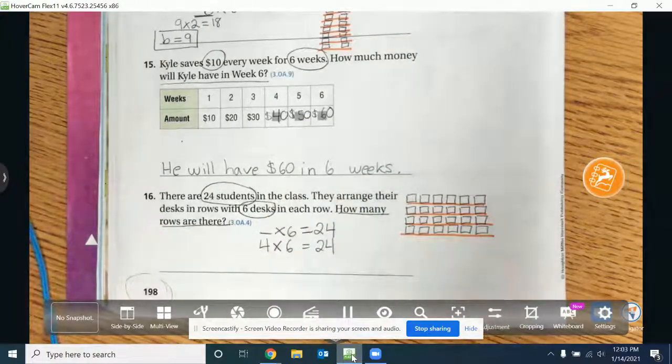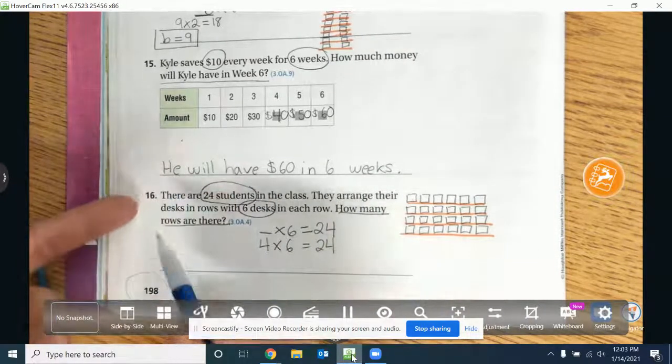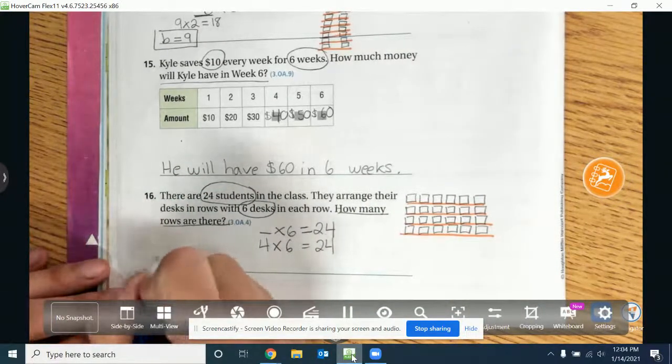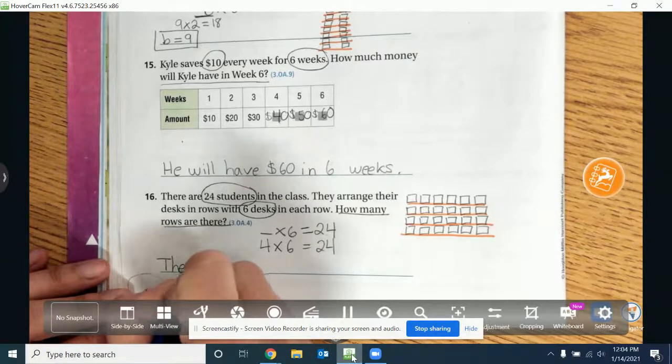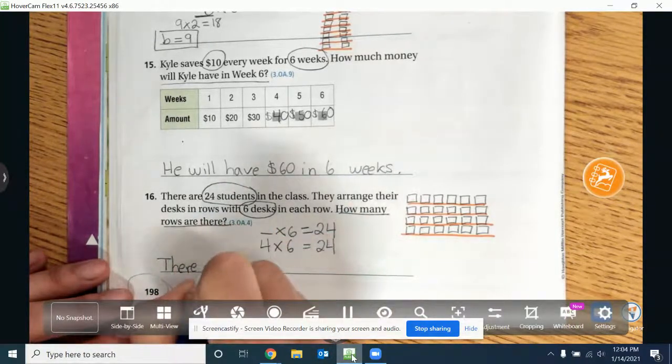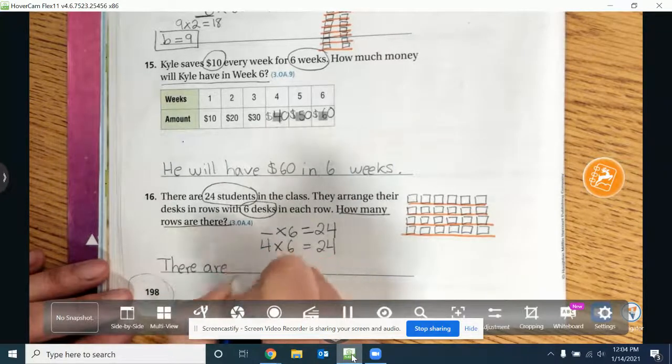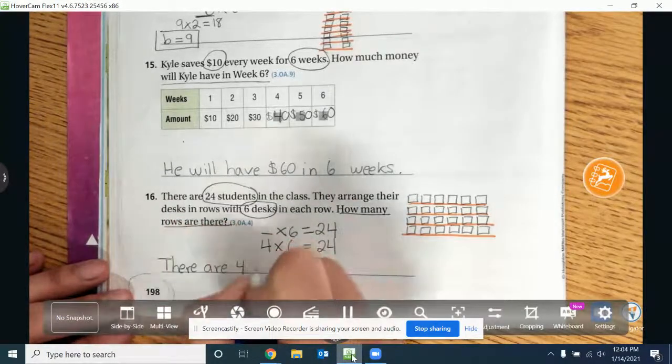Let's answer the question. How many rows are there? There are 4 rows.